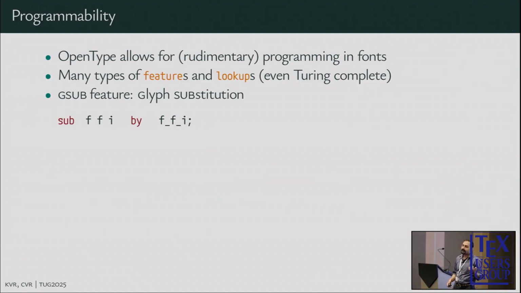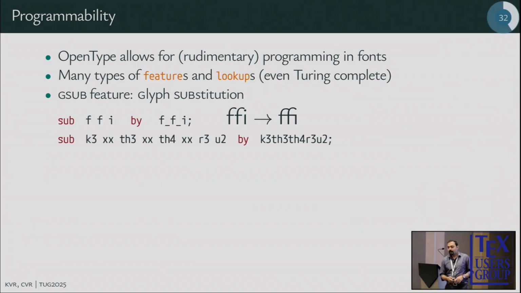For instance, if I have an OpenType lookup rule like this, which says substitute glyph F, glyph F, glyph I by a single glyph f_f_i, that's how you get this beautiful ligature, FFI, if that is supported, if that glyph is present in the font, with the same glyph name. It's optional, particularly nice to have for Latin scripts, but it's absolutely mandatory for complex scripts like Indian scripts to get the proper conjunct formation.